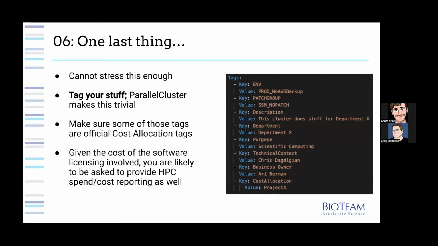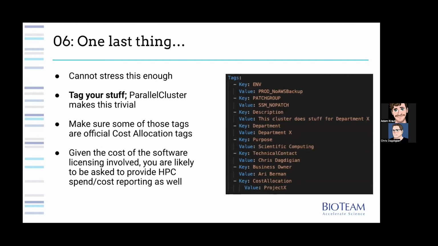Finally, I can't stress this enough. ParallelCluster makes it super trivial to tag your stuff. It's 2022. Everybody should be tagging their stuff. And given that we're talking about not cheap, commercially licensed software, at some point, someone is probably going to want you to kick out a cost report or a spend report on the HPC resources that are servicing your Schrödinger environment.